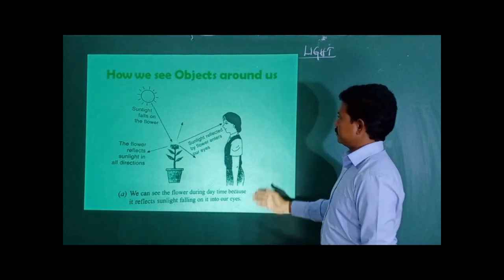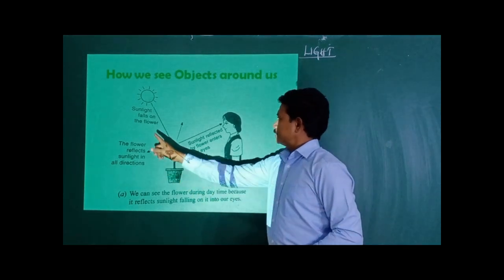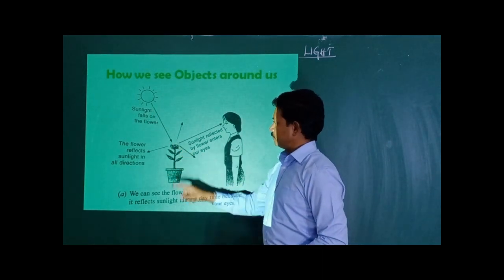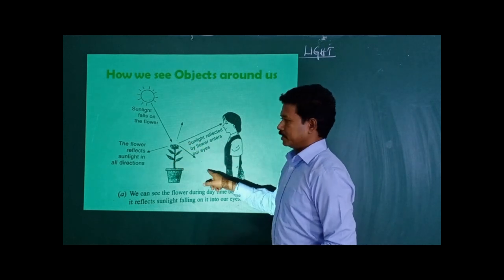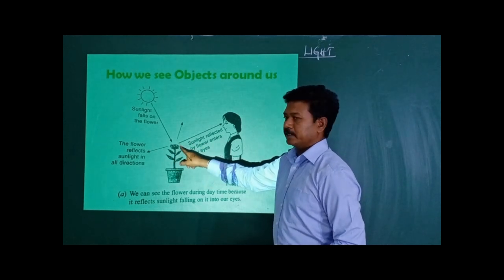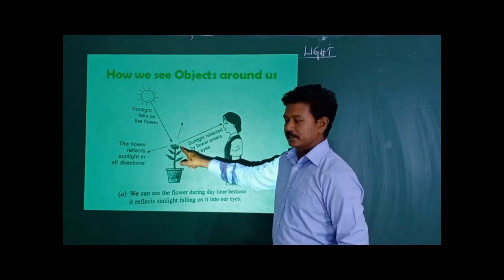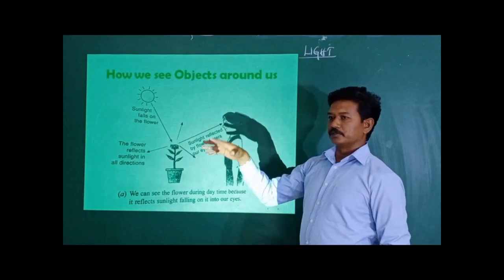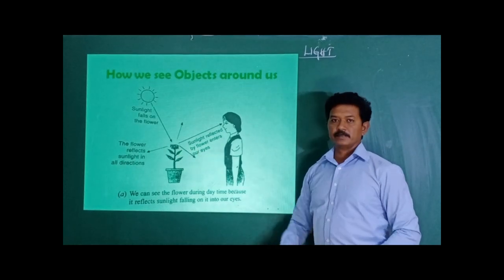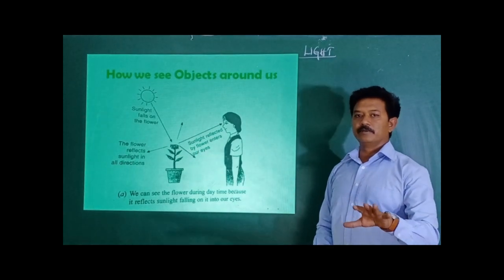So here is a simple thing. Sunlight coming and falling on the flower reflects in all directions, and a part of the reflected light rays are going to enter into our eyes. At this moment we are able to see this particular flower. So this is how vision happens in human beings.